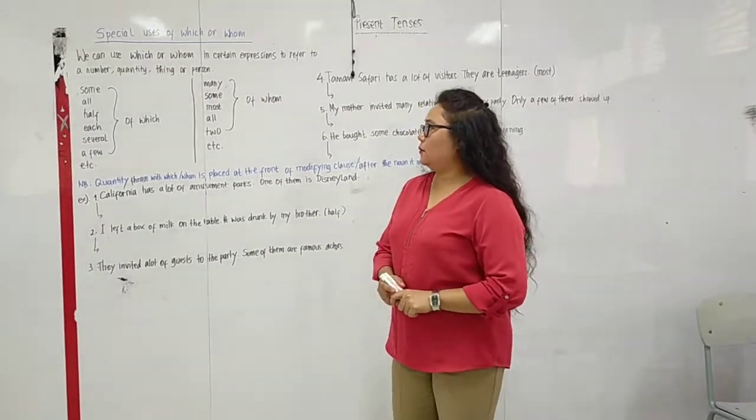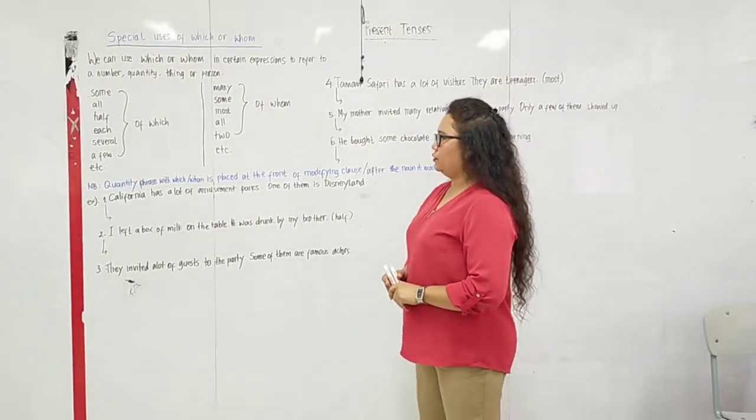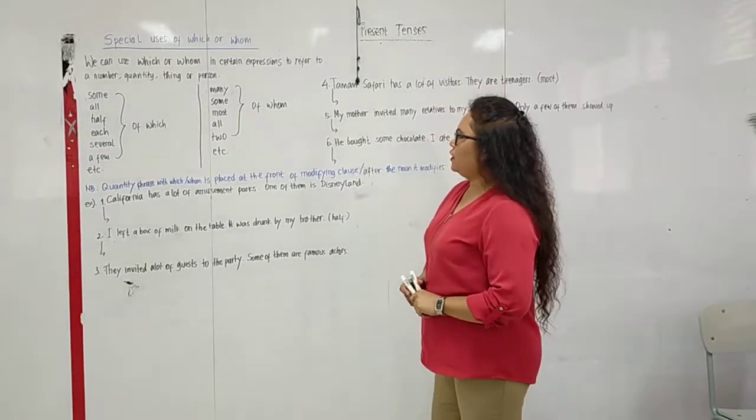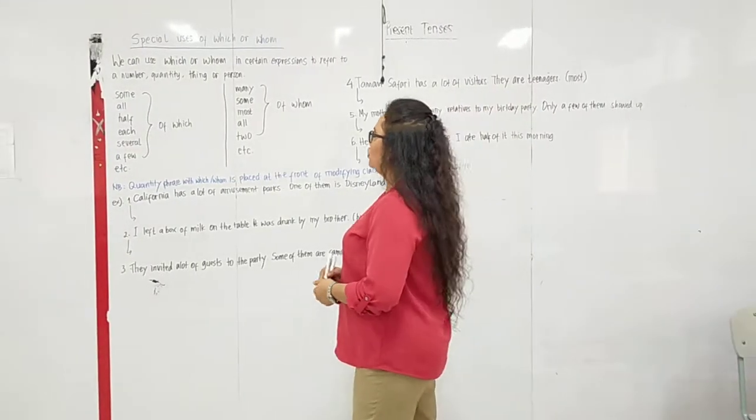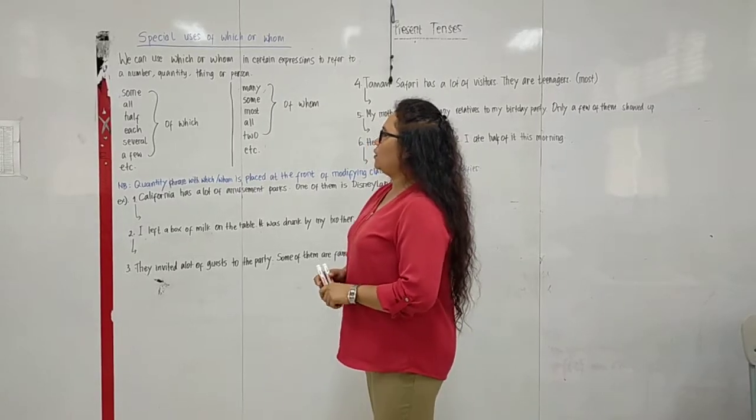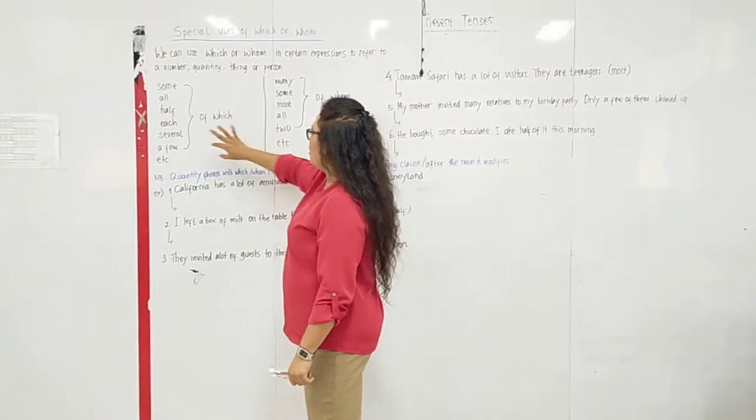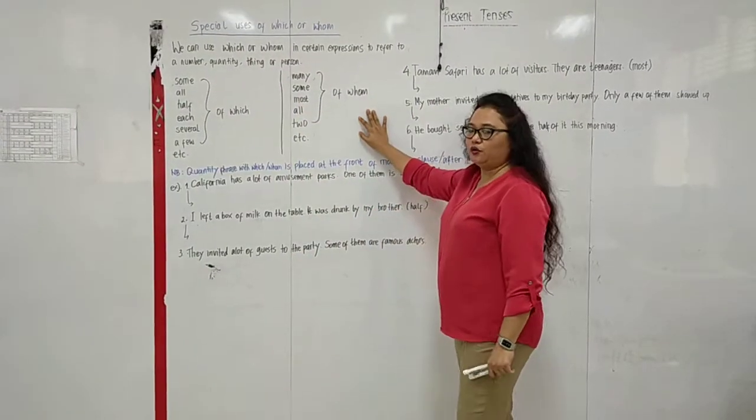Continue our lesson about relative clauses, but this one is about special uses of which or whom. We can use which or whom in certain expressions to refer to a number, quantity, thing, or person. These are some quantifiers we use with which or whom.